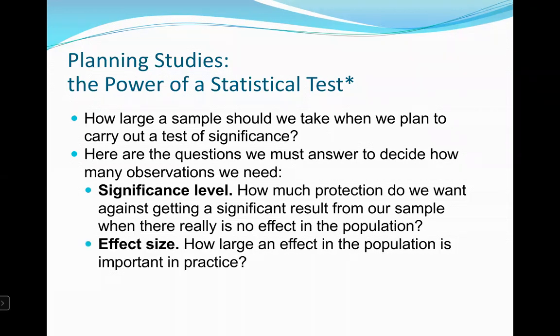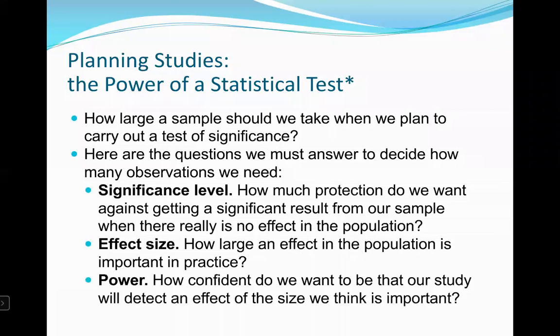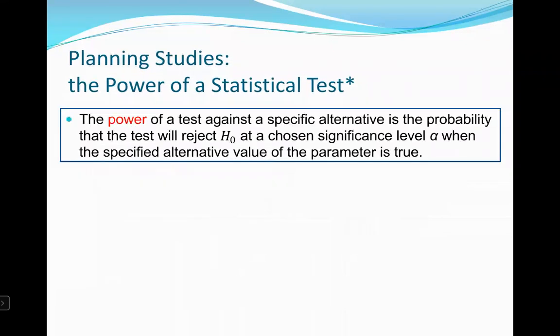Effect size. How large an effect in the population is important in practice? Power. How confident do we want to be that our study will detect an effect of the size we think is important? The power of a test against a specific alternative is the probability that the test will reject the null hypothesis at a chosen significance level alpha when the specified alternative value of the parameter is true.